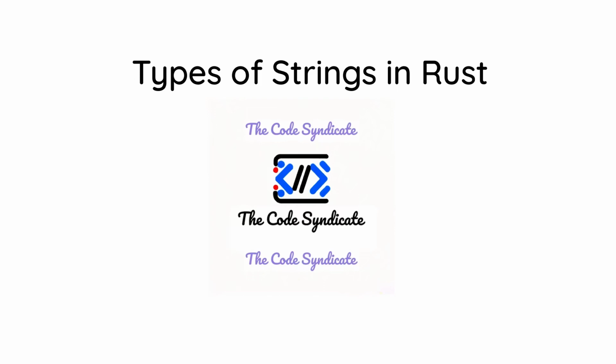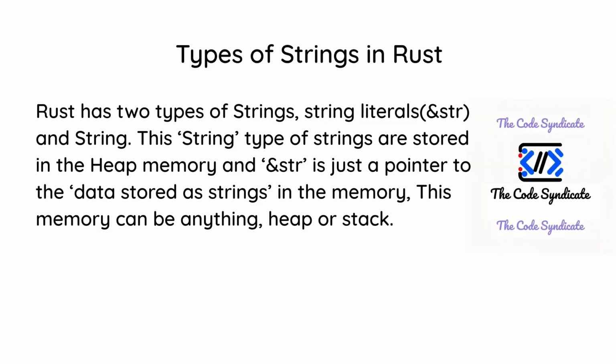Today we will talk about strings in Rust. So without wasting time, let's begin. Rust has two types of strings: string literals, that is &str, and String, which is the String type.